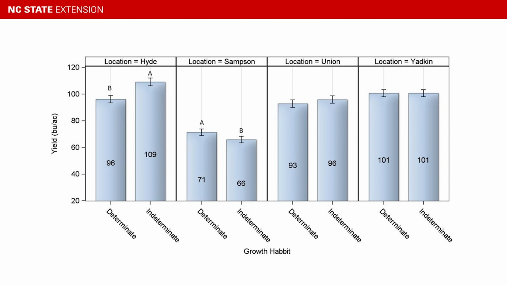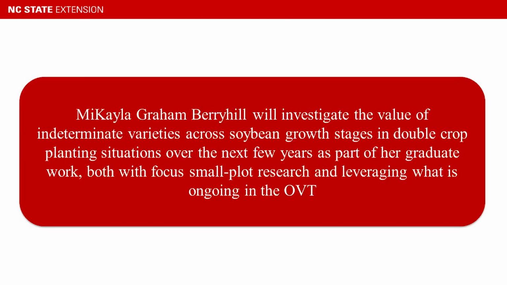Now, at some of the other locations in Hyde County, which is out in the Blacklands, we saw the indeterminate varieties out-yield the determinate varieties. We saw the opposite in the coastal plain. So I think there's some more work to be done in this area. And I do want to highlight that Michaela Graham, who many of you all will remember because she was the extension agent here a couple years ago, is starting to work on graduate school in my program, and her research will focus on the value of this determinate and indeterminate growth habit in double crop and later planting situations, both through doing new small plot research and gleaning things out of the OVT.